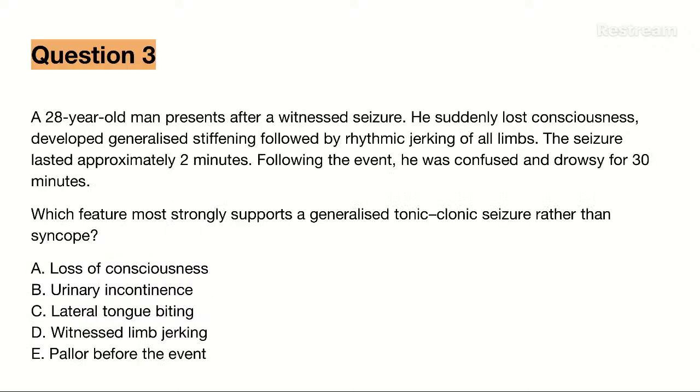Next question. A 28-year-old man presents after a witnessed seizure. He suddenly lost consciousness, developed generalized stiffening, followed by rhythmic jerking of all limbs. The seizure lasted approximately 2 minutes. Following the event, he was confused and drowsy for 30 minutes. Which feature most strongly supports a generalized tonic-clonic seizure rather than syncope?